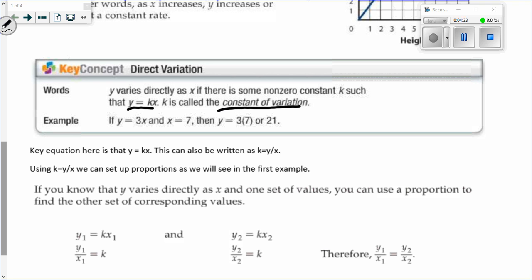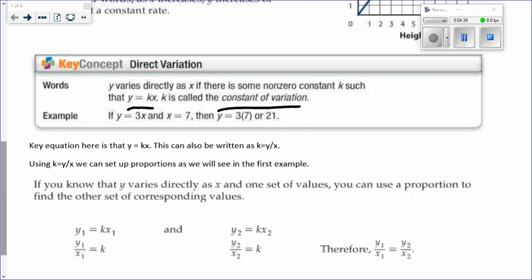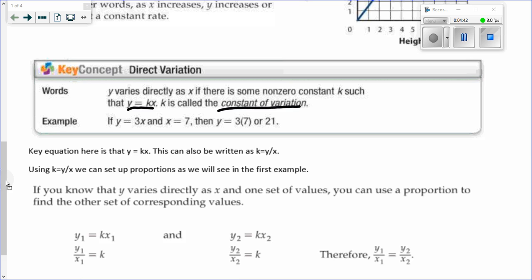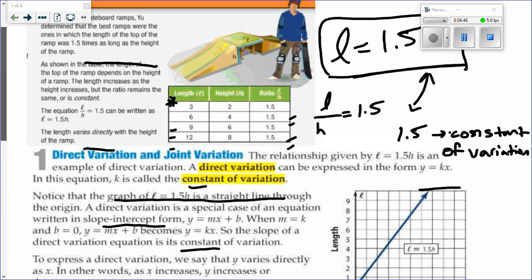Let's revisit this first example. I know we keep going back to it, but it's useful.